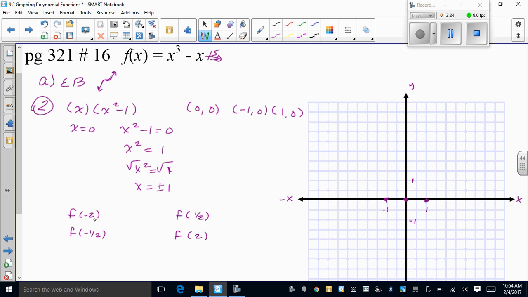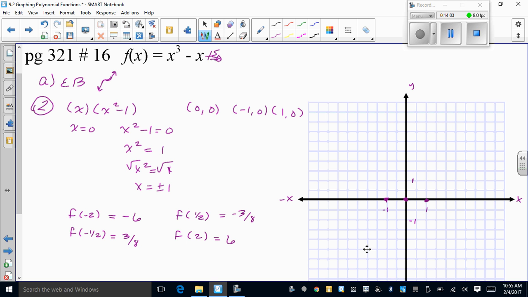Okay, so if I put negative 2 into the calculator, I'm going to get negative 6. If I put negative half into the calculator, I get 3/8. If I put positive 1/2 in, I get negative 3/8. And if I put in 2 into the calculator, I get positive 6. By the way, if you haven't caught on, this is an odd function. Negative 2, negative 6, positive 2, positive 6.